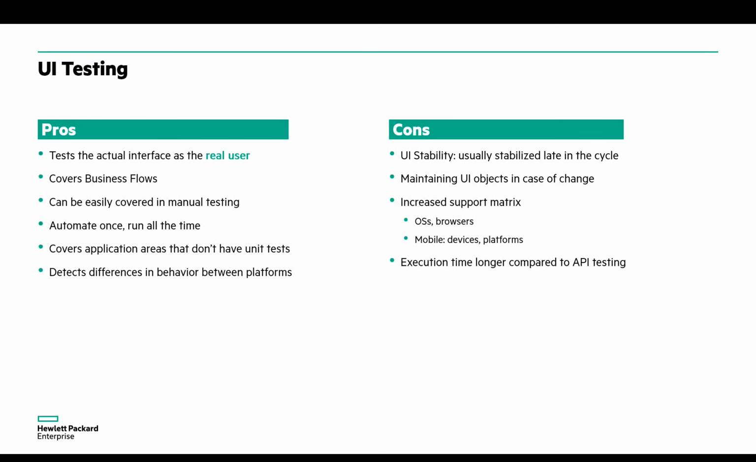And of course, as I already mentioned, there is the support matrix, which is ever increasing in today's world. We have operating systems, whether Windows, Linux, Mac, and so on. In browsers, we have Chrome, Safari, Firefox. And in mobile, we have different devices, whether Android or iPhone, and different platforms, Android, iOS, etc. And in general, the execution time of a UI test takes longer compared to an API test.